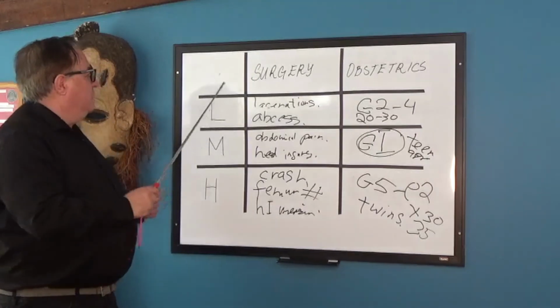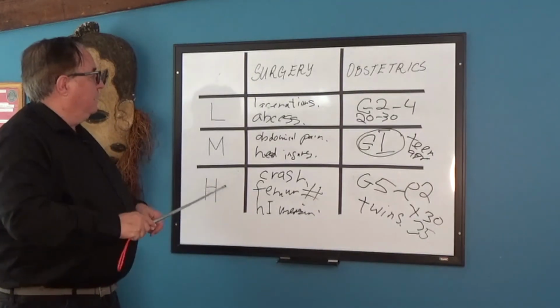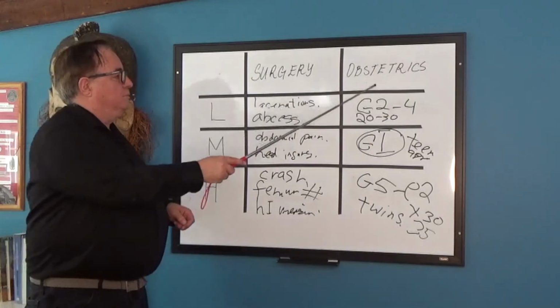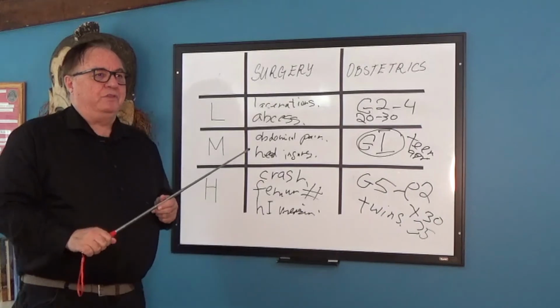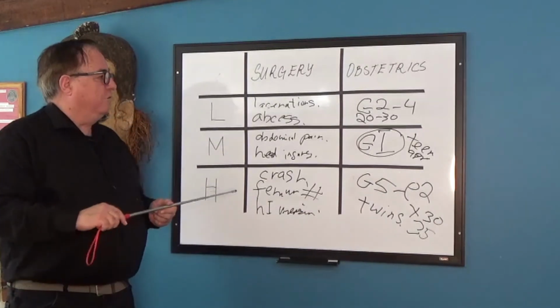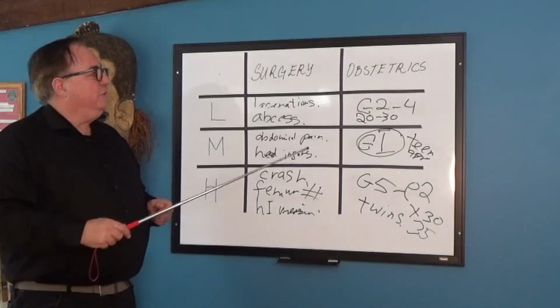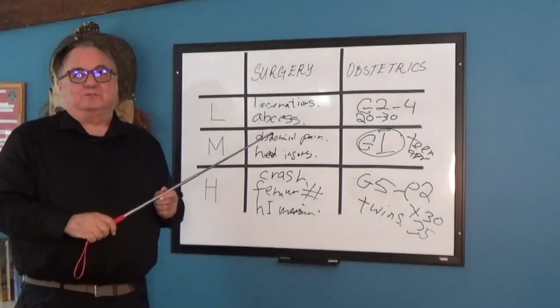So again, this grid helps you with low, medium, and high risk of surgical and obstetrical problems. We're going to follow this up with another lecture on how to get to low, medium, and high risk. But before we do that, you will have an exercise on how to classify surgical and obstetrical patients.